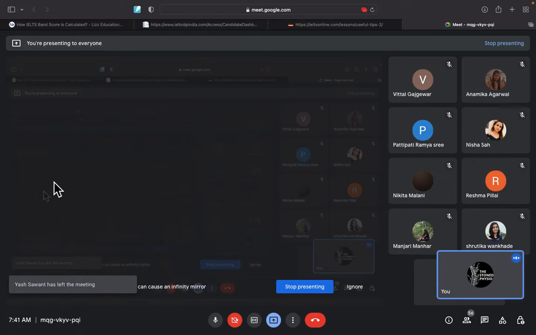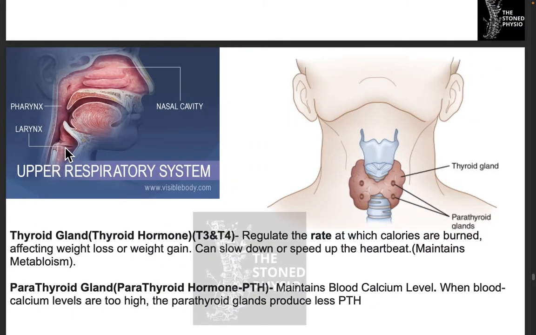I hope everyone has heard about the trachea. Yes, airflow from the nose to the lungs. It takes the air from the nose up to the lungs, and then we see the trachea bifurcates into two primary bronchi, then bronchioles, and then eventually into alveoli. So we can see that we have got the trachea.